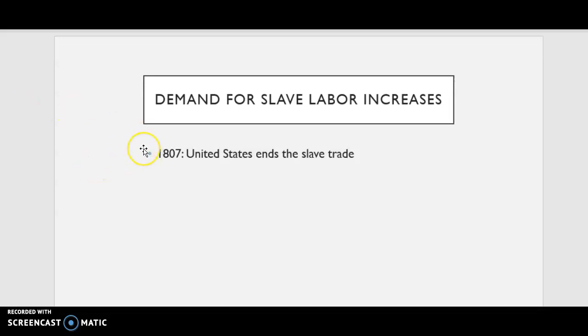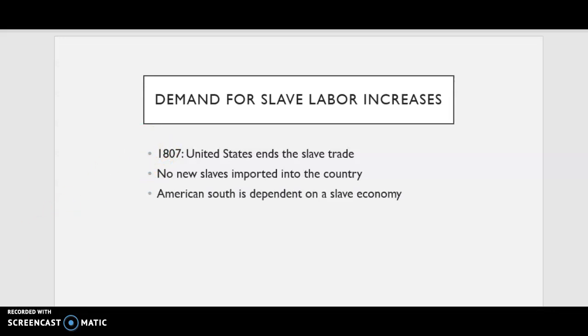And then in 1807, the United States ends the slave trade. Okay, so what does this mean, ending the slave trade? Well, it certainly does not end slave labor, but it puts an end to the slave trade itself, meaning that no new slaves were imported into the country, at least not legally. There were some illegal slave ships still trying to import slaves into the country, but it was against the law as of 1807. The U.S. did end the slave trade, meaning no new slaves were legally imported into the country.